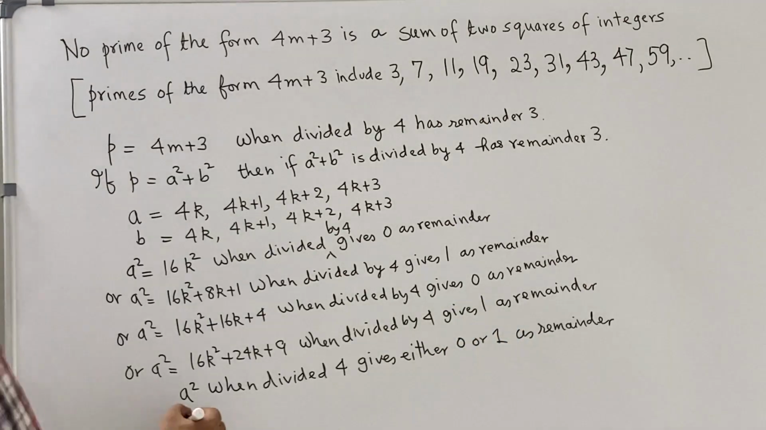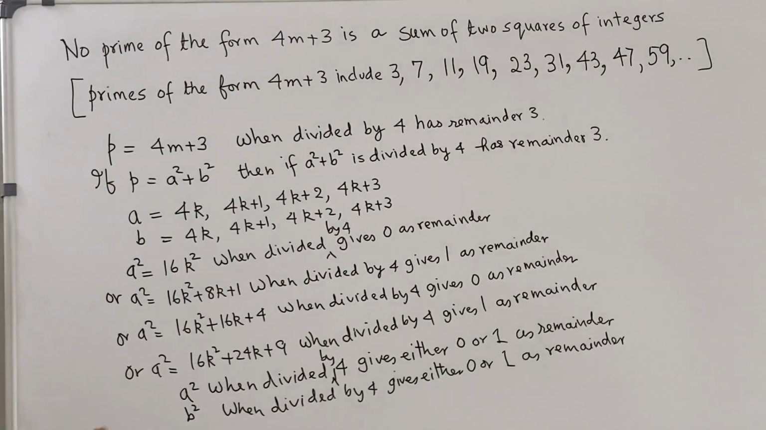Similarly for b square, thus we note that a square when divided by 4 gives either 0 or 1 as remainder, and similarly b square when divided by 4 would give either 0 or 1 as remainder. These are the two important facts that we will now use.